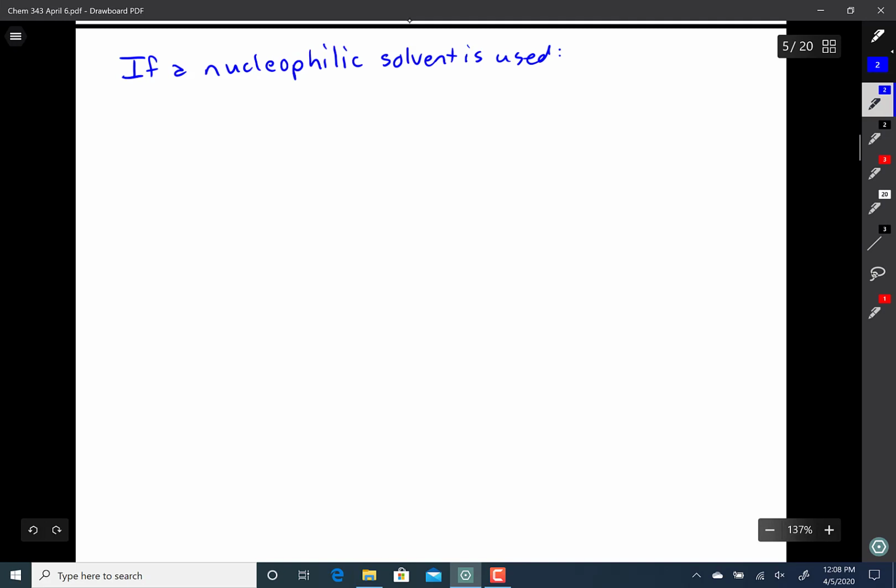By nucleophilic solvent, I mean water or an alcohol, where R is a methyl group or a primary alcohol. Secondary alcohols typically don't do this reaction. And tertiary alcohols definitely don't do this reaction.